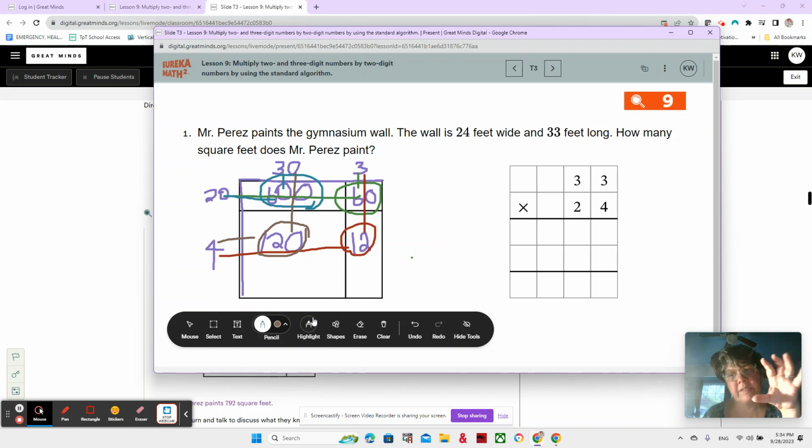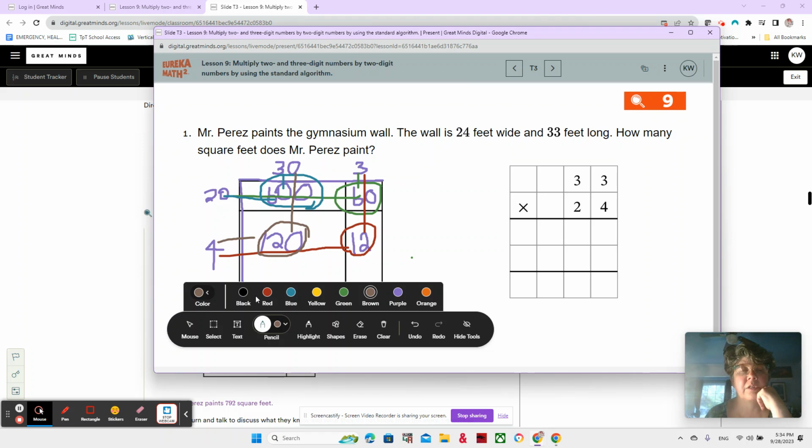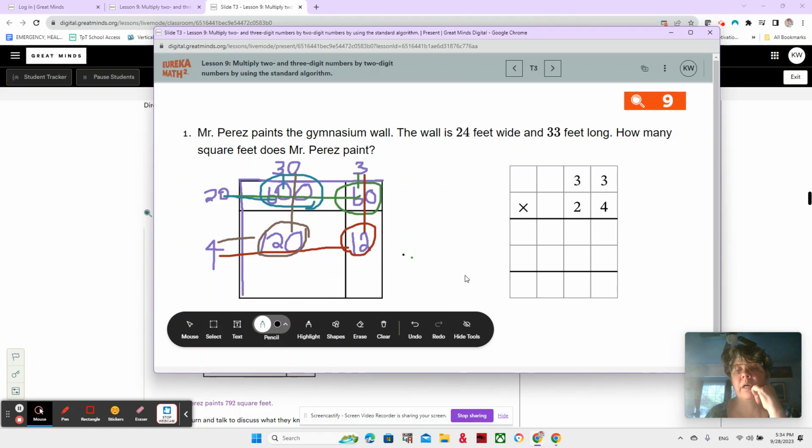Okay. If you're still not quite understanding how that works, come and see me because this is a good method to know how to do, and it really can help you. All right. And then we can see we have our standard algorithm here, and it's related, right? So 4 times 3 is 12. Carry the 1. 4 times 3 is 12 plus 1 is 13. So 132.